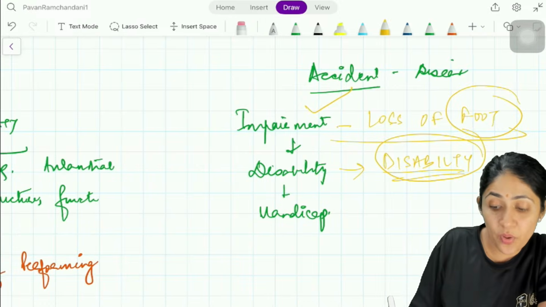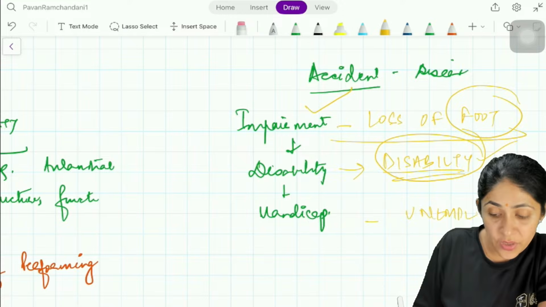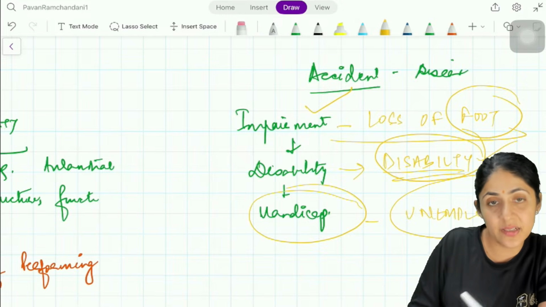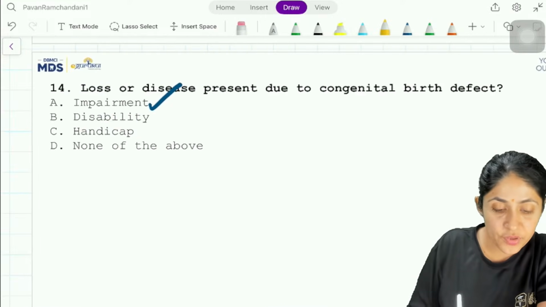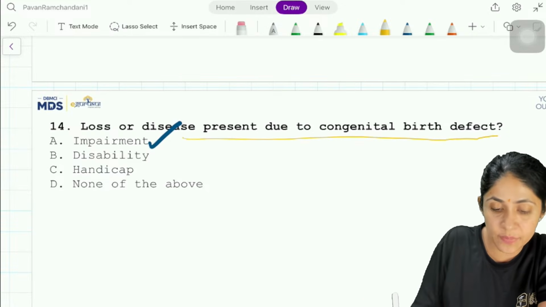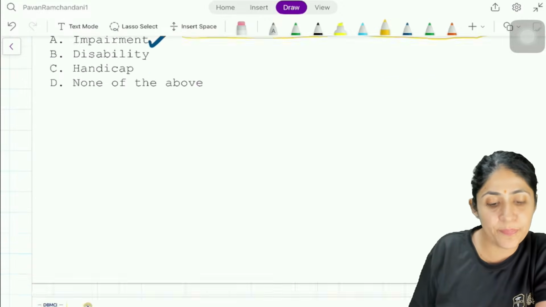Okay, now because he cannot walk, he lost his job. He's unemployed. So he's suffering the disadvantage. This is the handicap. Understood this example? Okay, so here, loss or disease present due to congenital birth effect is called impairment.